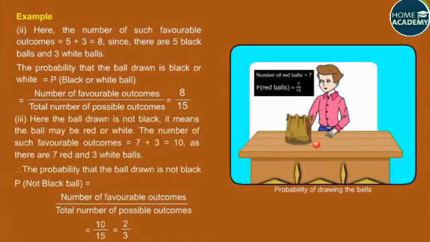Here, the ball drawn is not black. It means the ball may be red or white. The number of such favorable outcomes is equal to 7 plus 3 equals 10, as there are 7 red and 3 white balls. Therefore, the probability that the ball drawn is not black equals number of favorable outcomes over total number of possible outcomes equals 10 upon 15 equals 2 upon 3.